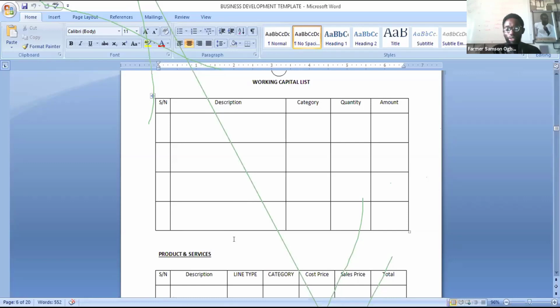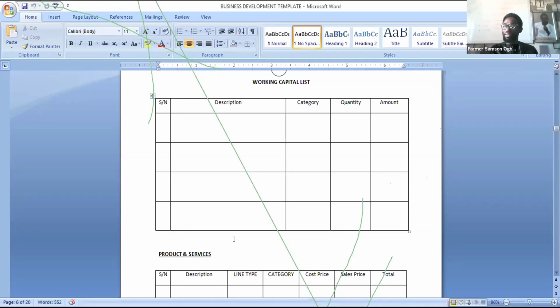Another one is renovation and civil work. So you have gotten a property, but you need to do a little bit of renovation. You're a greenhouse farmer, you need to renovate your greenhouses. You're a pharmacist, you need to renovate your shop and all of that. It's under working capital.